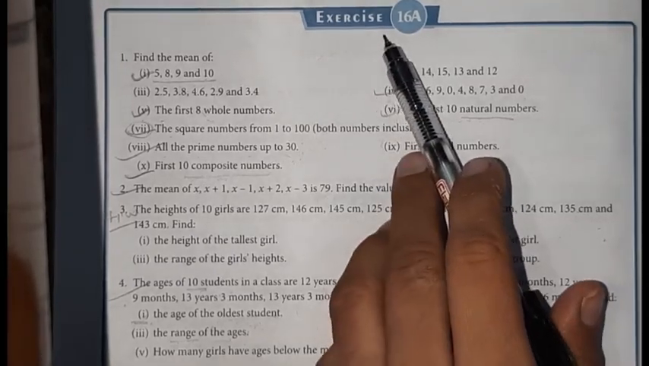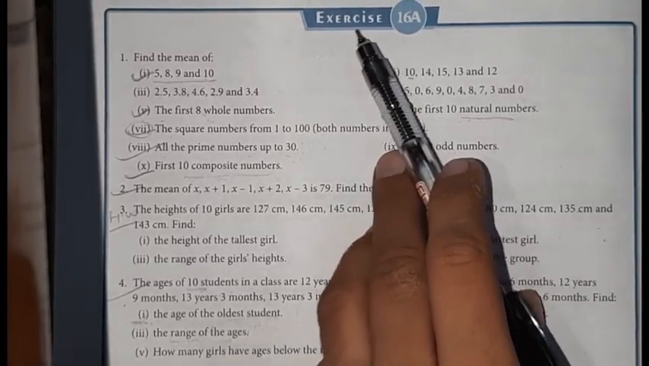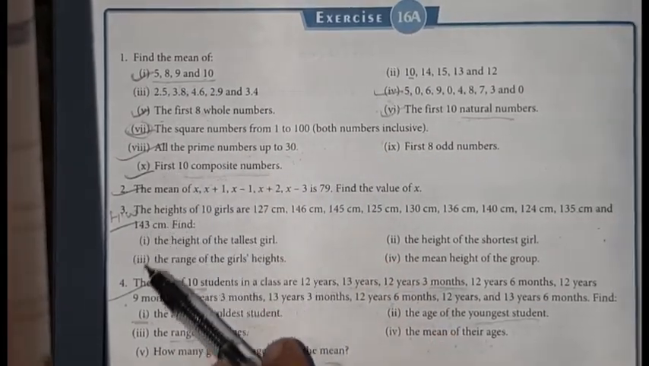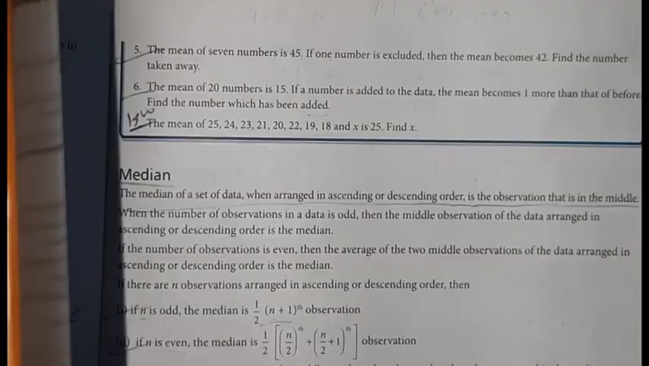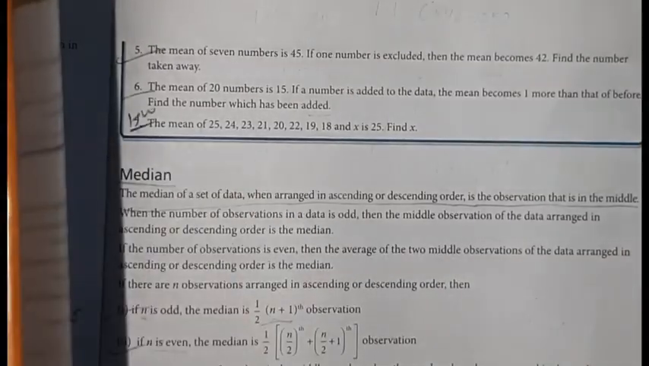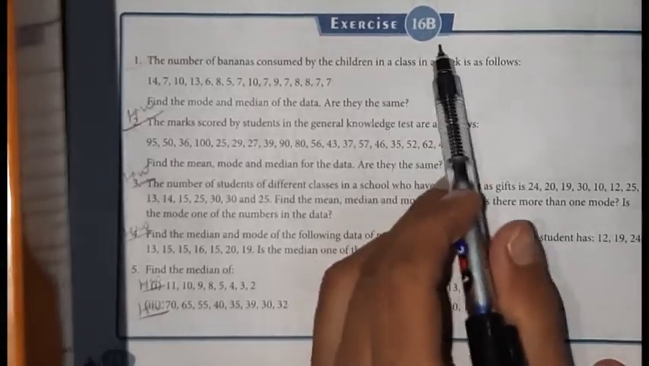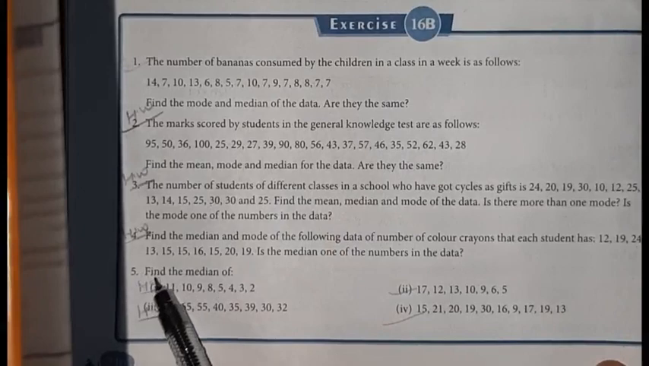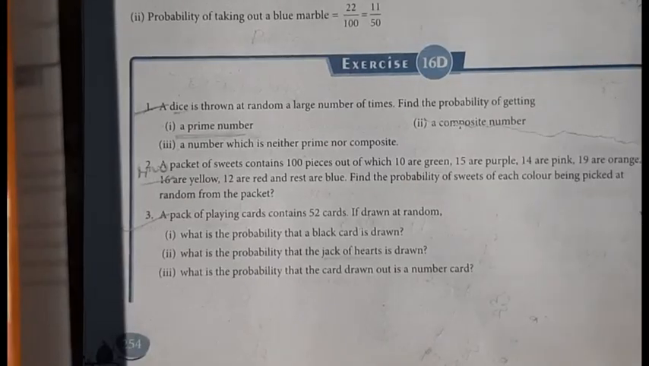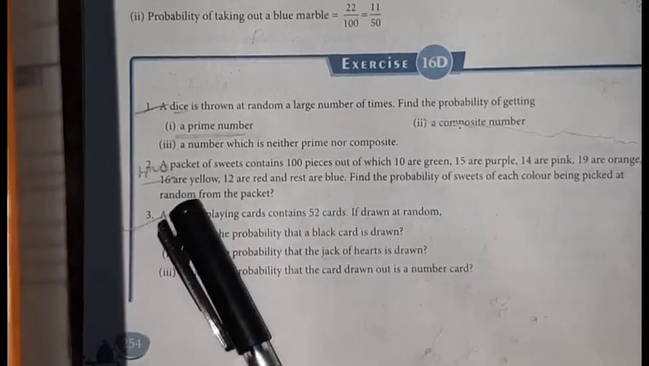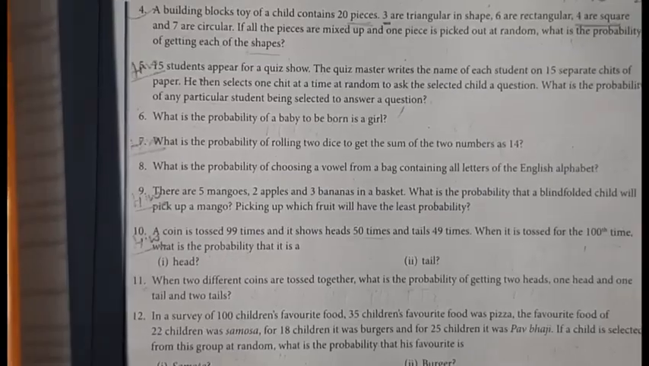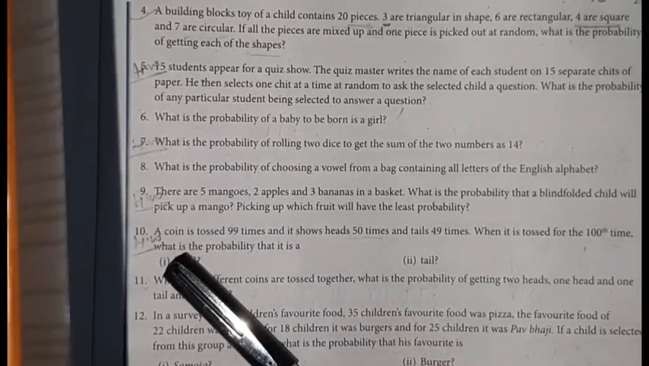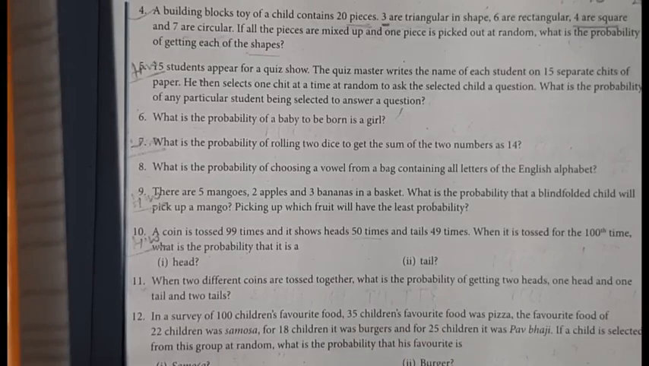Now I am giving you some numericals. Just do them in your classwork notebook. From exercise 16A, first numerical, remaining part. Sum number 3. Sum number 7. From exercise 16B, sum number 2, 3 and 4. Remaining parts of sum number 5. And from exercise 16D, sum number 2, sum number 5, 7, 9 and 10. This much work you have to do in your classwork notebook.